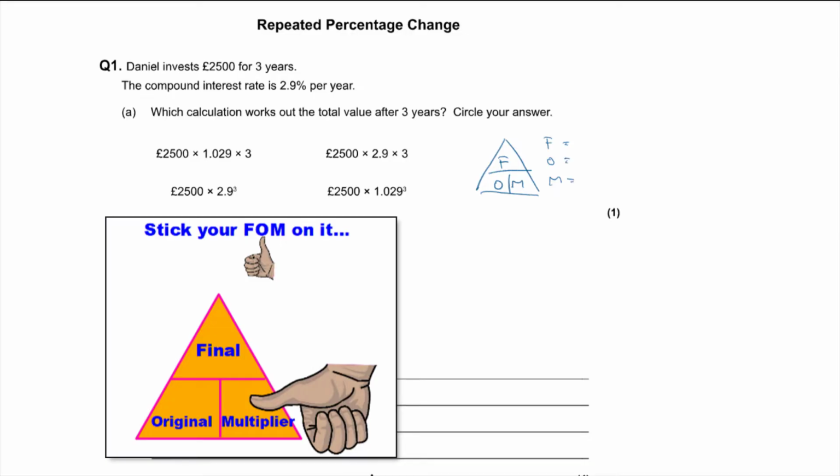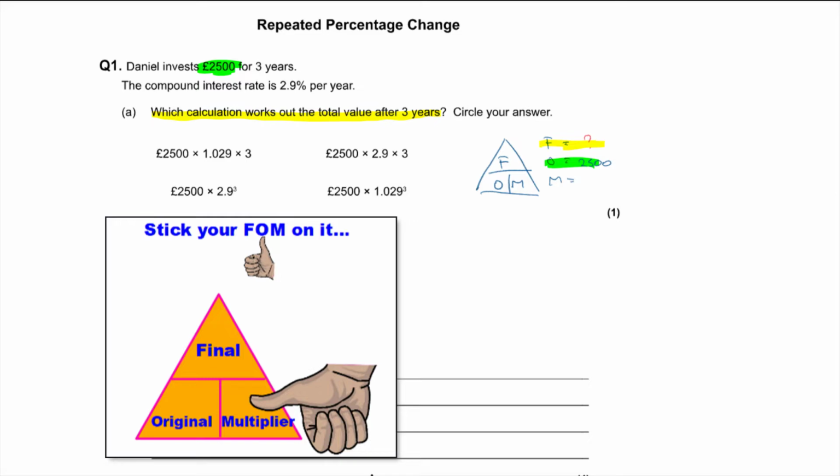So final is the thing that we want to find, isn't it? It's what happens after the percentage has been applied. Okay, so that's the thing I want to find. I don't know the final, it's the one I want to find. Okay, the original is the amount I start with. So Daniel invests £2,500, so that's what goes here.